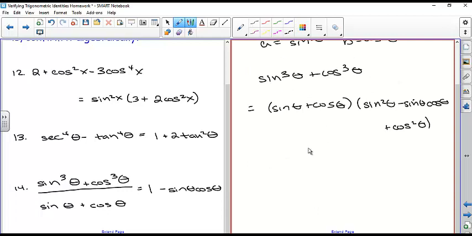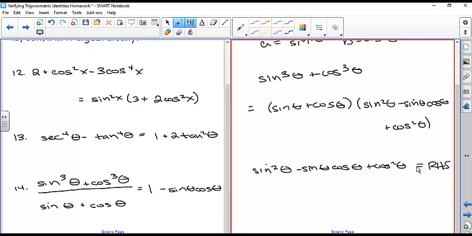And so you'll see what will happen is when I plug that in there, this factor is going to cancel out with the denominator. So this expression becomes sine squared theta minus sine theta cosine theta plus cosine squared theta. Okay, and then we have the right-hand side still here. So now what are we going to do?